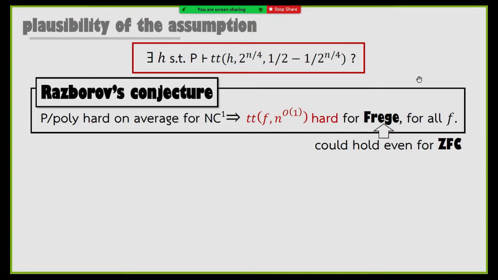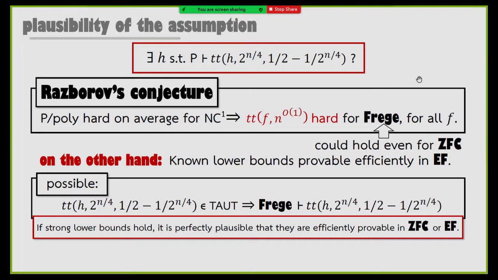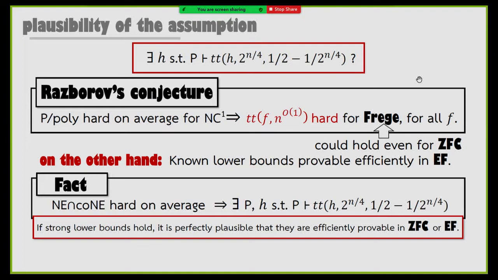And if you look at all existing circuit lower bounds for weak circuit classes, which we have right now, they are all provable efficiently already in extended Frege, and often below. It is possible, actually, that if a circuit lower bound holds, then it is efficiently provable in Frege system. If you think that the complexity lower bound holds, then it is natural to expect that it is actually provable in some natural proof system like extended Frege or ZFC. In fact, under standard complexity theoretic hardness assumptions, there is a proof system and a function h such that the proof system P proves that the function h is hard for sub-exponential size circuits on average. So under standard complexity theoretic hardness assumptions, the main assumption of our theorem holds.